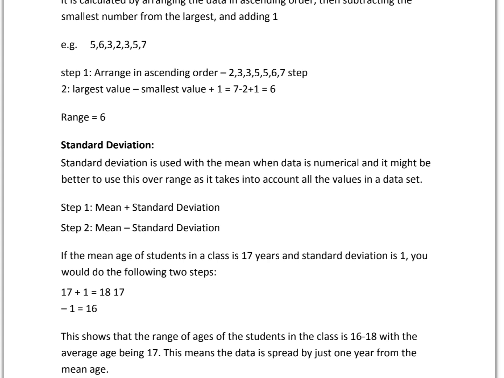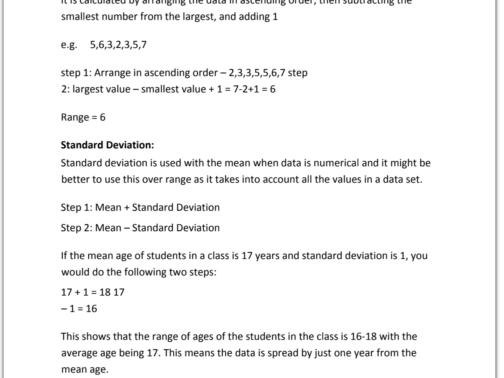So it's used with the mean, and there are two steps we follow: mean plus standard deviation and mean minus standard deviation. So let's say, and I've given an example over here, the mean age of students in a class is 17 years. And let's say that the standard deviation has been calculated as 1. Okay, so we know the standard deviation is 1, and now we need to apply the standard deviation. So there are two steps: mean plus standard deviation and mean minus standard deviation.